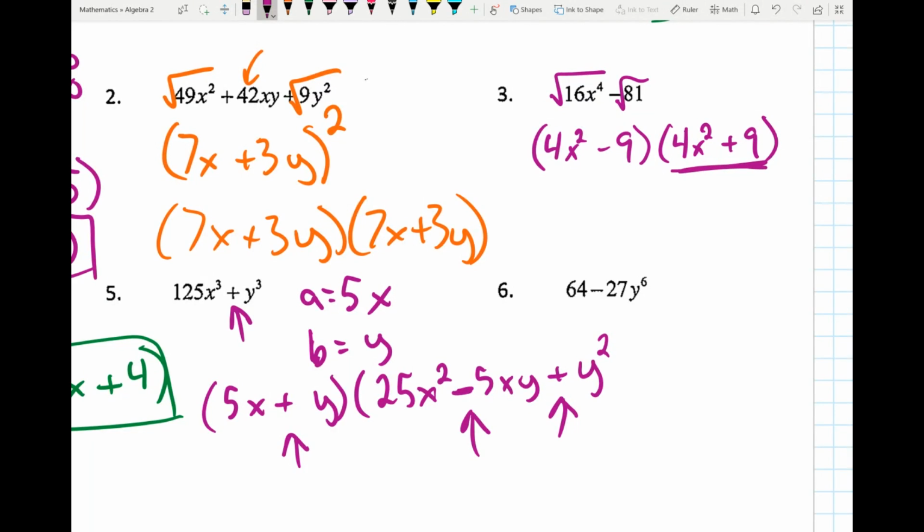Now, the difference of squares is a thing, but the sum of squares is not. So this one is done, but the first factor can go a bit further. We can say 2x minus 3 and 2x plus 3. And to pull the last thing down, we get 4x squared plus 9.